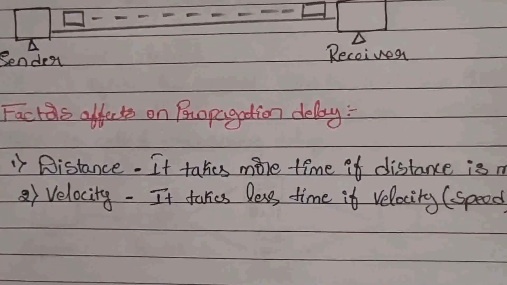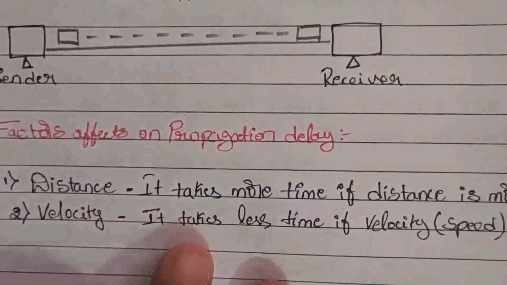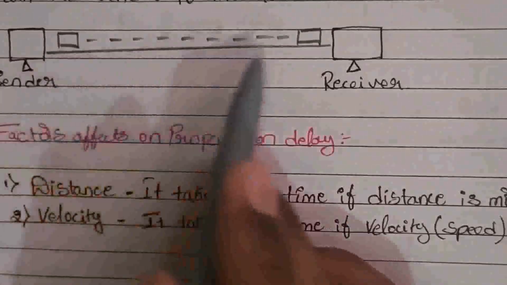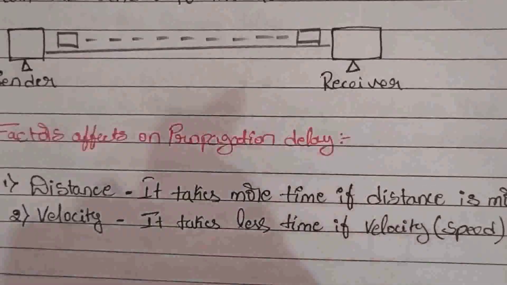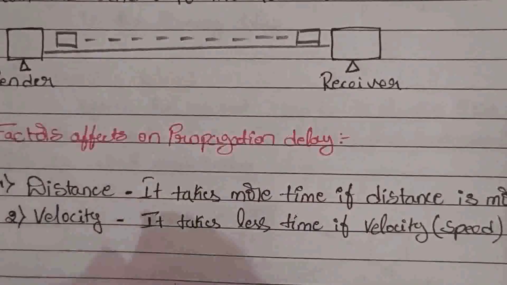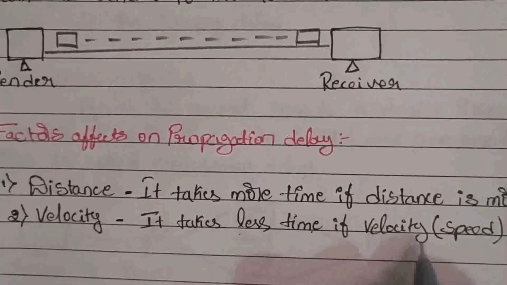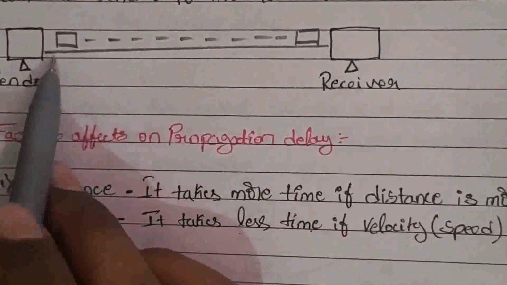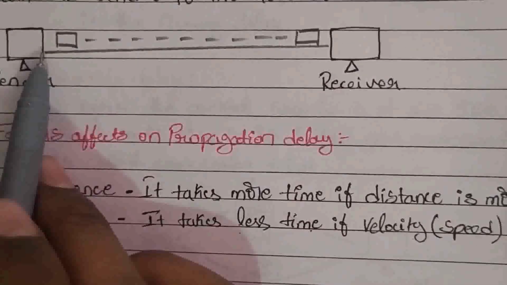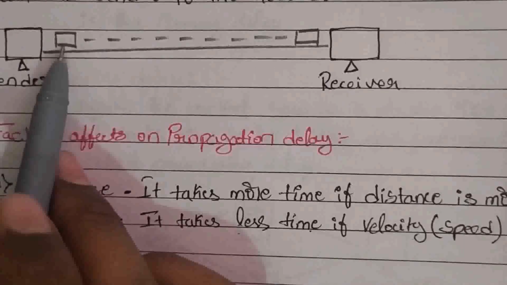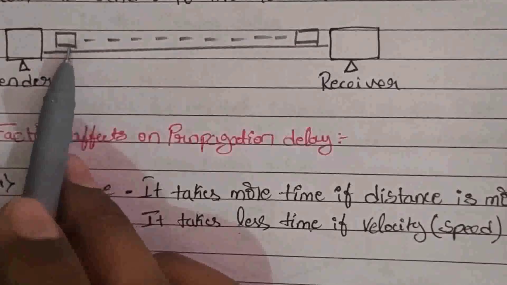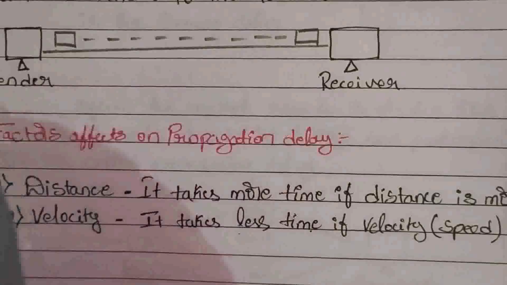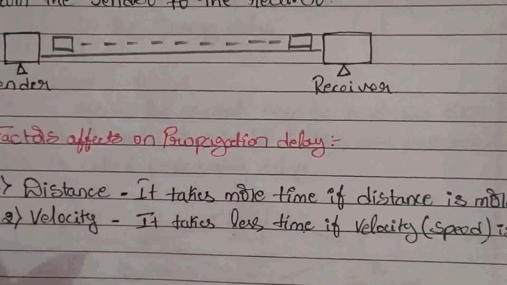Factors that affect propagation delay: the distance. If the distance from sender to receiver is more, the delay will automatically be more. And velocity: it takes less time if the speed is higher. If the packet is going with high speed, then the time delay will automatically be less.